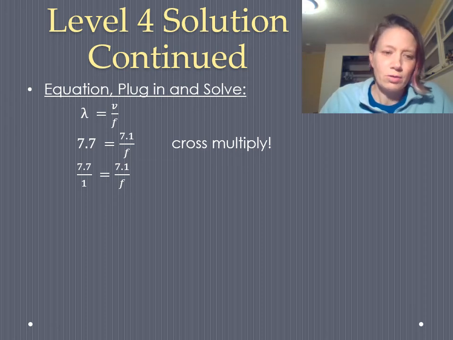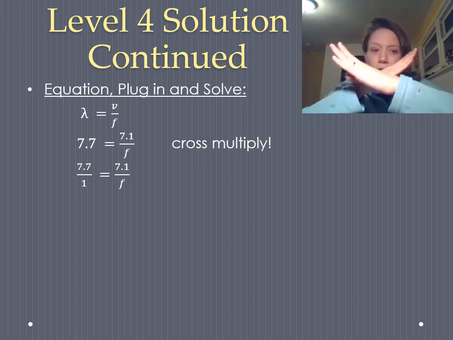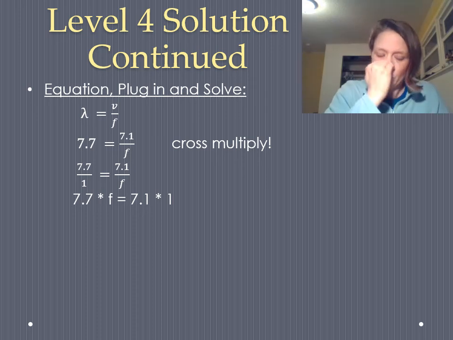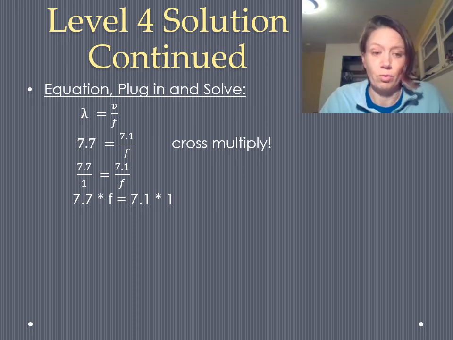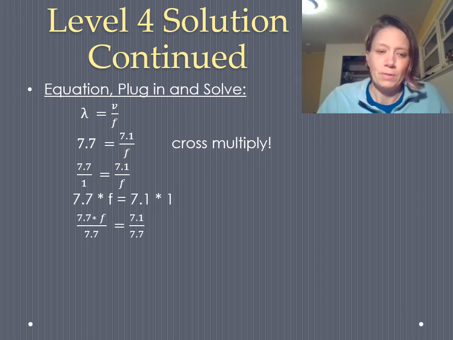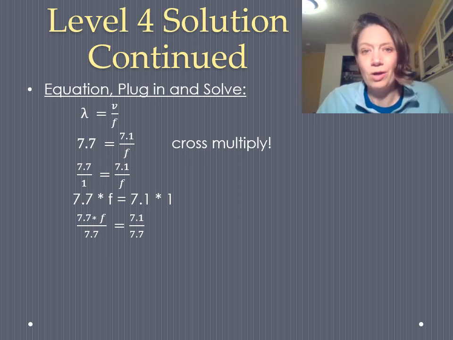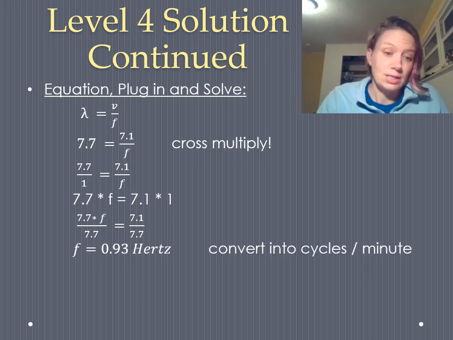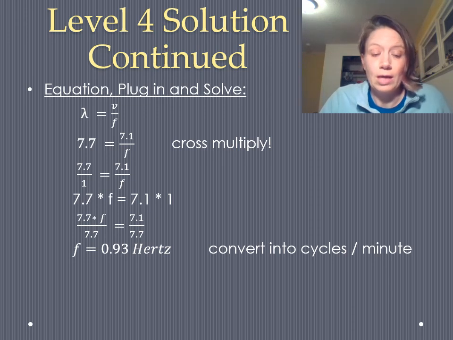So then you multiply together the numbers on the edges of the cross. So the 7.7 times the f and the 7.1 times 1. And you write a new equation that looks like this: 7.7 times f equals 7.1 times 1. And then I start simplifying. So the goal is to get the f all alone. The thing that was preventing the f from being all alone was the 7.7. So I'm going to divide both sides by 7.7. So that 7.7 cancels out on that one side and leaves the f all alone. And when you're done, you get f equals 0.93, and your units are hertz, which is cycles every second.